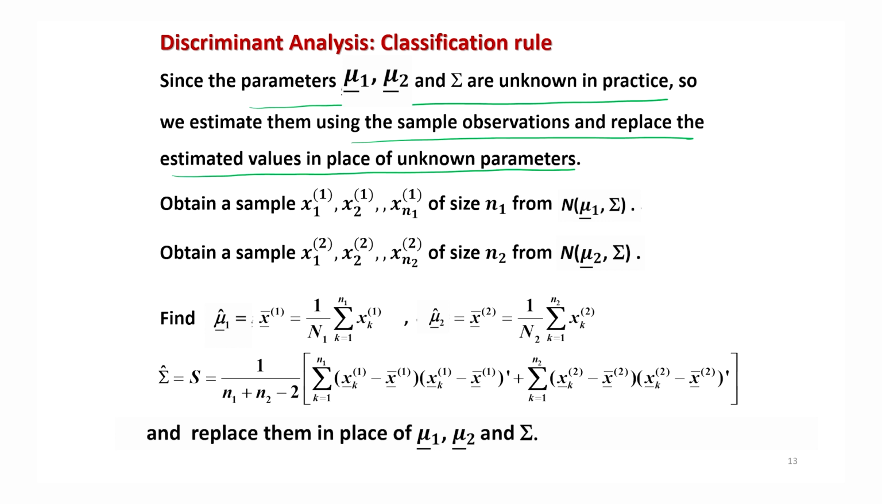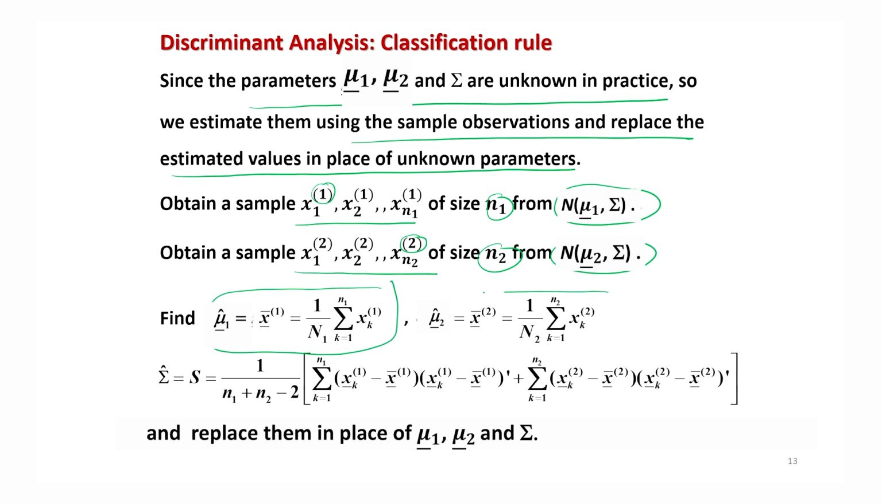So in order to execute it, we obtain a sample, say x1, x2, up to xn1, from population 1, which is normal mu1 sigma, and the size of the sample is n1. With this superscript, I am indicating that this is population number 1. And similarly, we obtain a second sample from normal mu2 sigma of size n2, like x1, x2, up to xn2, where this subscript indicates the second population.